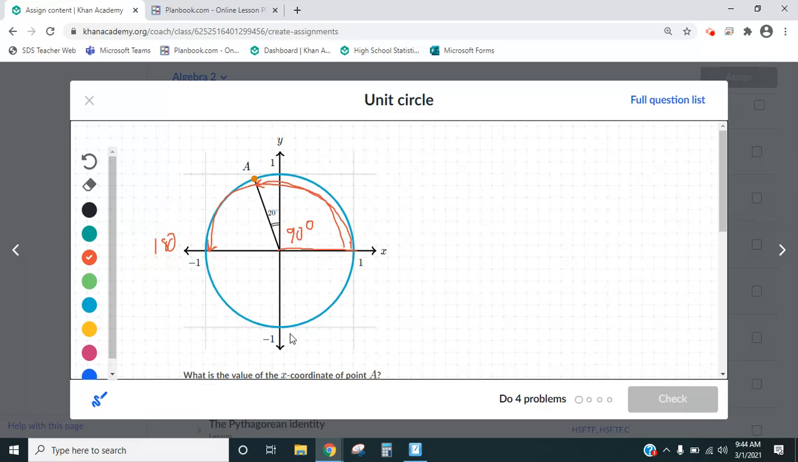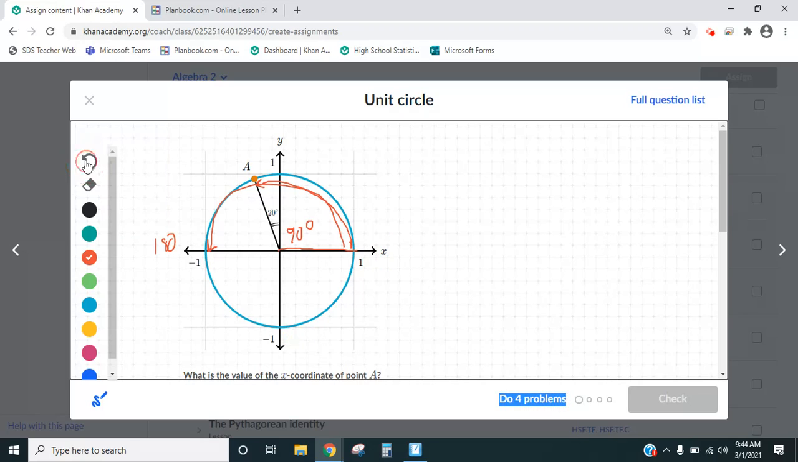What's this down here? 270. Yeah, 270. And then all the way back around is 360. 360 degrees is really the same thing as 0 degrees. It's really the same location on a circle, right? If I say rotate 0 degrees, then you are right here. If I say rotate 360 degrees, you're right back where you started. Okay?